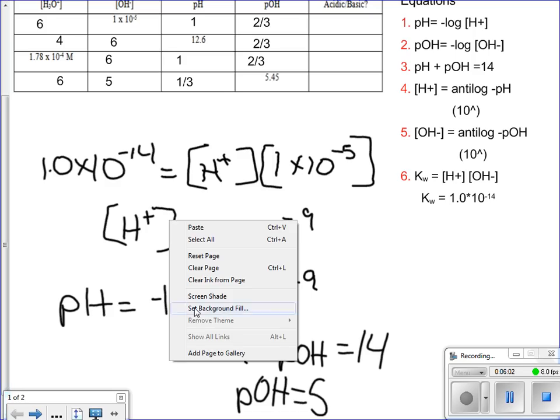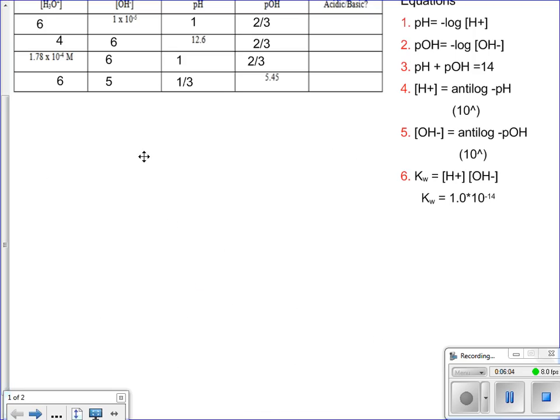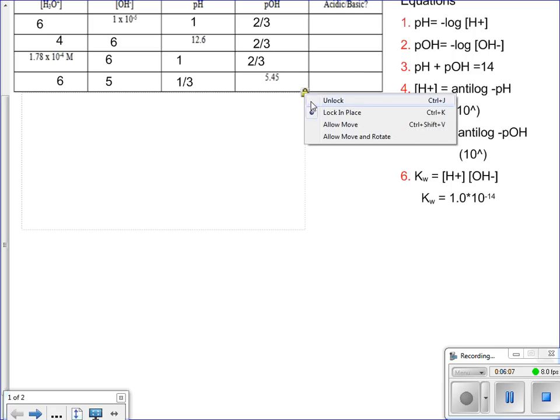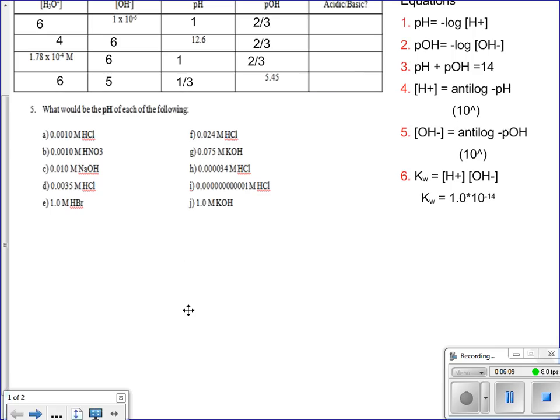On the next set, move this out of the way. All right, so for number 5, what would be the pH of each of the following? So on letter A, they give us the concentration of an acid. Well, I told you a minute ago, anytime you see H plus or H3O plus, think acid. So this value, 0.0010 moles, is our HCl value.